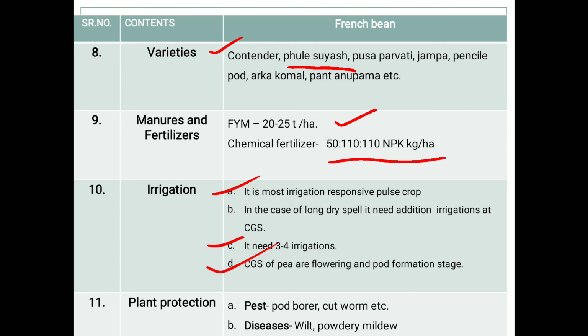Plant protection: pod borer, cutworms, then wilt, powdery mildew. These are the pests and diseases, and you can control them through different cultural, physical and mechanical methods, and also with the help of fungicide and insecticide. You can control all pests and diseases.